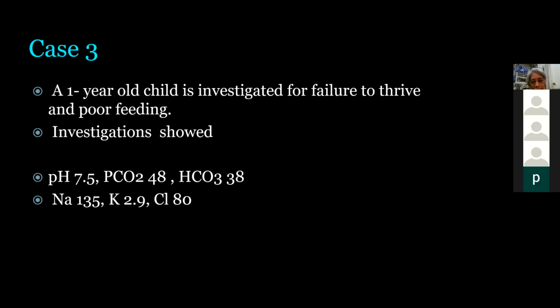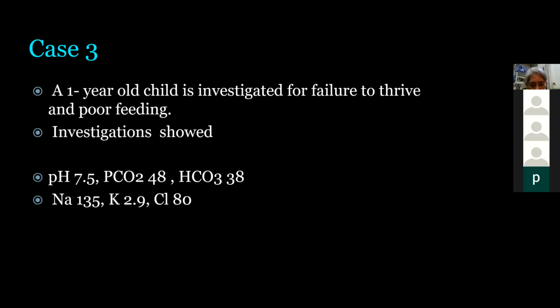Ma'am, pH is 7.5. That is on the higher side. It is an alkalosis. When you're talking of pH, call it alkalemia. Alkalosis is the process. Sorry. The change you see in the blood is alkalemia. PCO2 and bicarb are also on the higher side, so it should be a metabolic alkalosis. Electrolytes are showing sodium 135, potassium 2. So hypochloremic, hypokalemic, hyponatremic metabolic alkalosis.